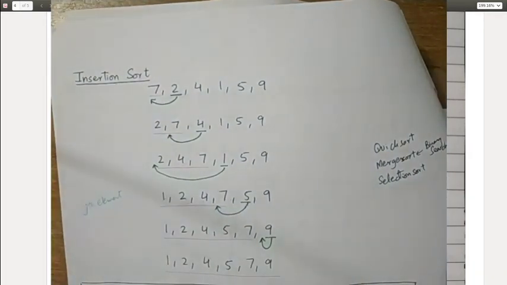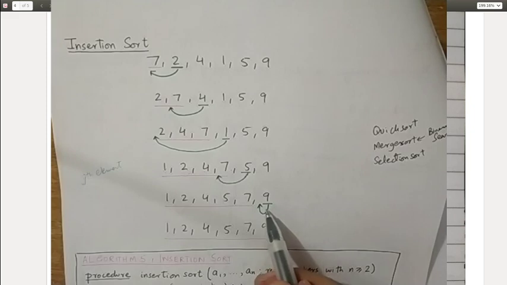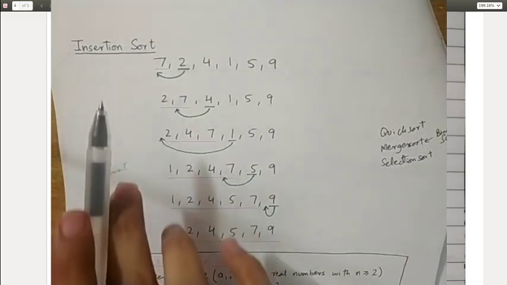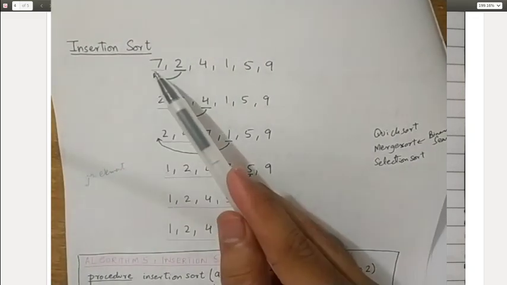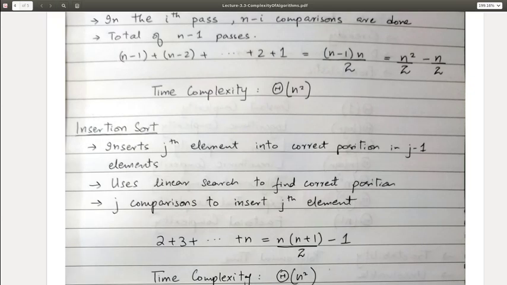Insertion sort is actually using linear search over and over again. For example, for this element, it will go through this entire list. So insertion sort is doing linear search first over this, and then over this, and then over this, and then over this, and so on. So you're essentially using linear search a bunch of times. It inserts the jth element into the correct position in j minus 1 elements. It uses linear search to find the correct position, and for each element it's doing j comparisons to insert the jth element.